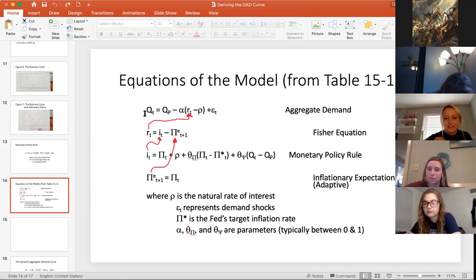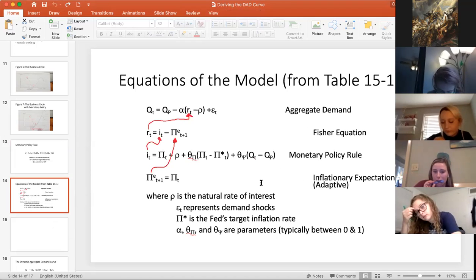So remember, we have a bunch of equations here, right? We have this aggregate demand equation, we have the Fisher equation, we have the monetary policy rule, and we have adaptive expectations. Okay, so let's talk through these things.